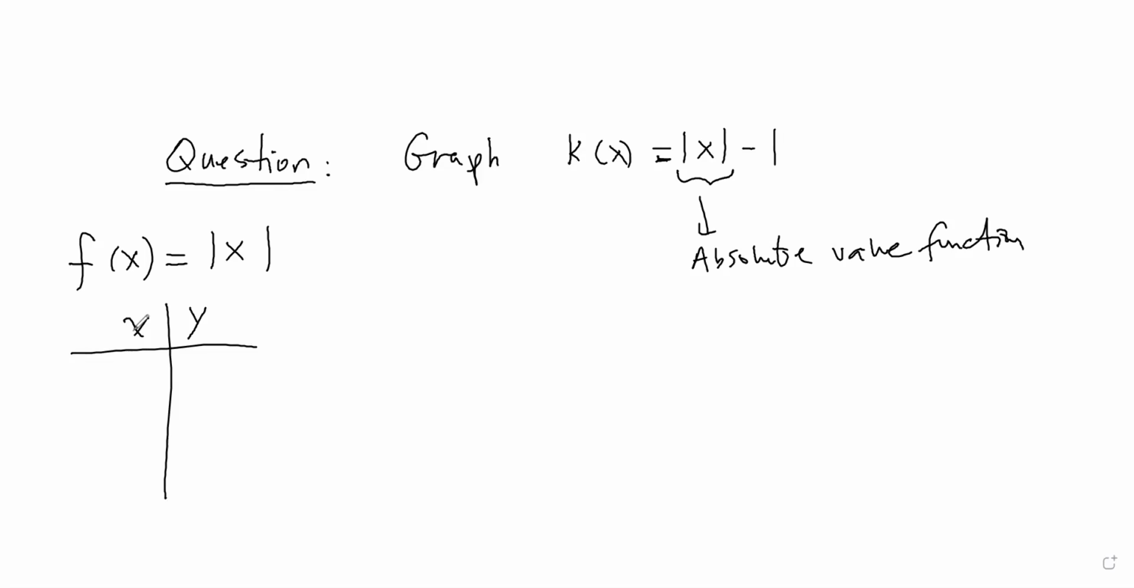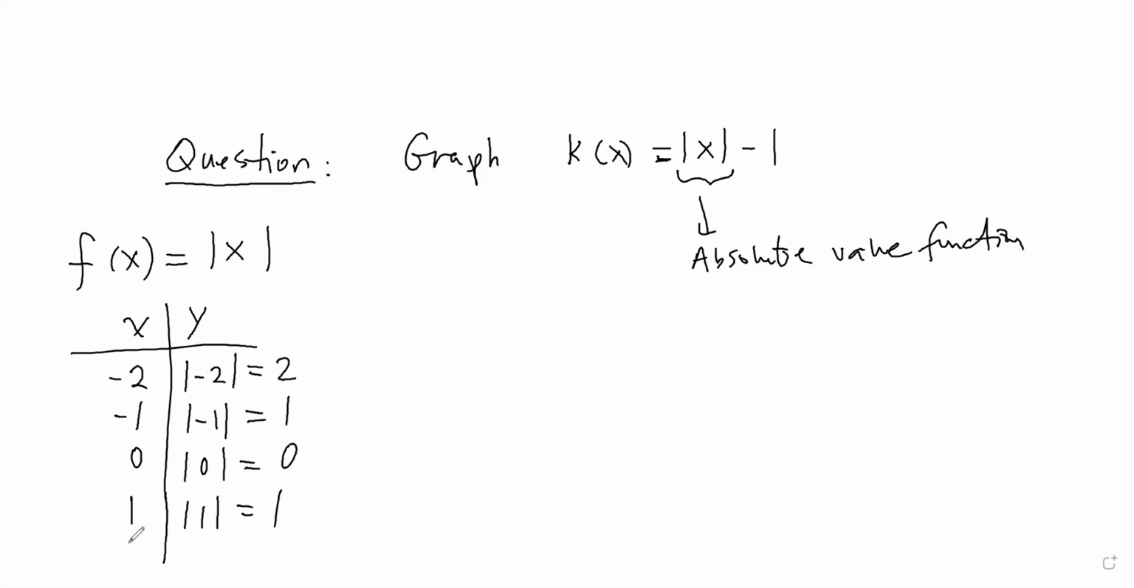So let's say I start by plugging in -2 for x, then I'll have the absolute value of -2, which is 2. And if I do -1, the absolute value of -1 is 1. If I do 0, then the absolute value of 0 is 0. If I do 1, the absolute value of 1 is 1. If I do 2, the absolute value of 2 is 2. So you see I'm always getting positive numbers for y, and for x I can use any number I want.